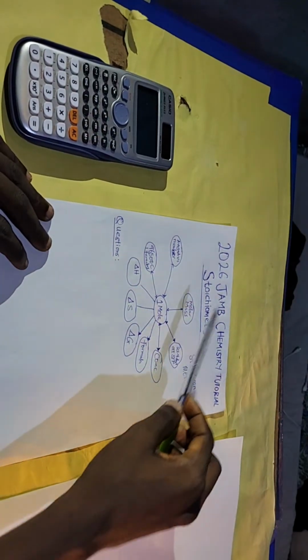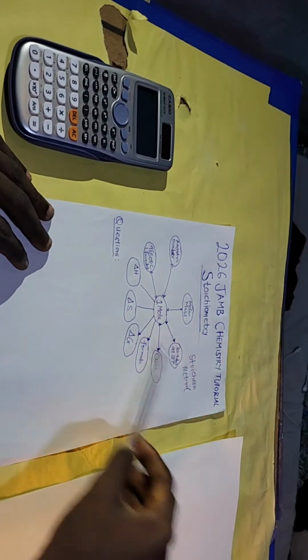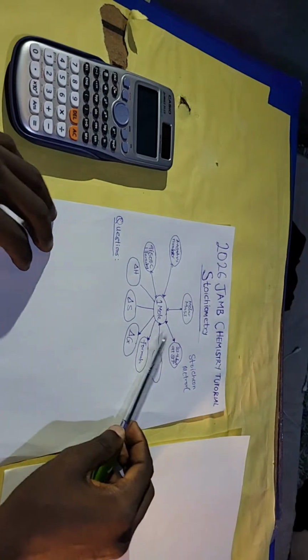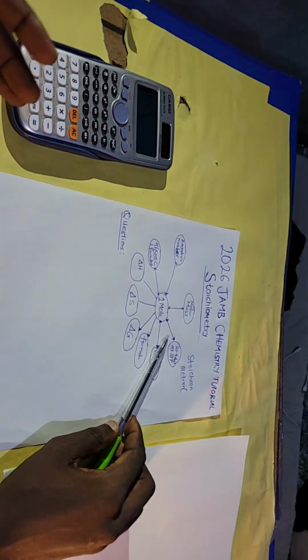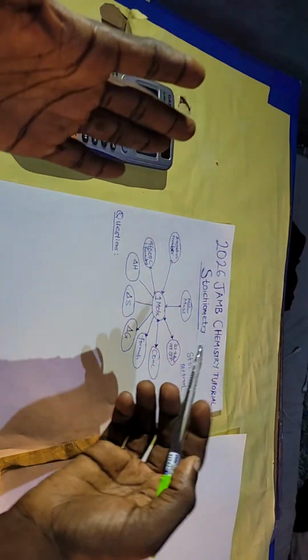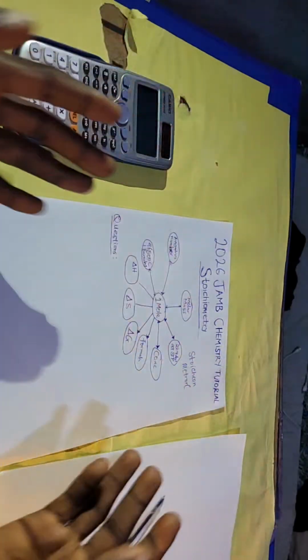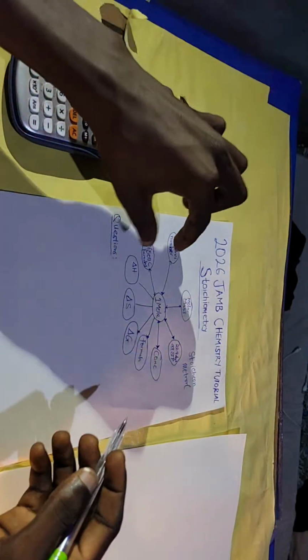I'm touching this, and this. Our major calculations will be within these 4, because these are the most common parts in the aspect of stoichiometry, where JAMB used to set a lot of questions. All right, please take note of that.